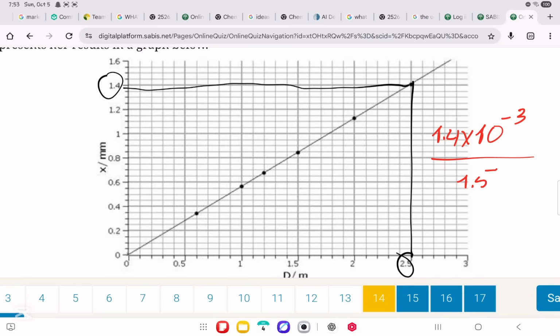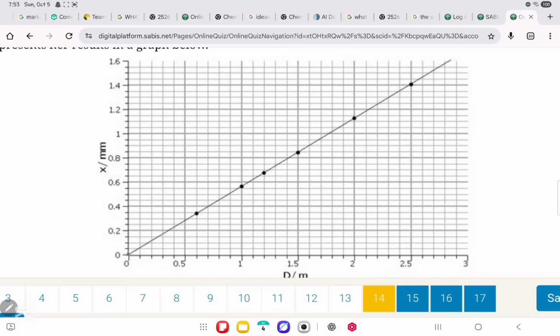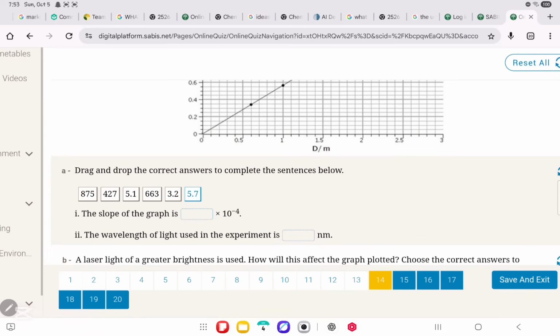Sorry, not 1.5, 2.5. So 1.4 times 10 to the power of minus 3 divided by 2.5. This will give us an answer of 5.6 times 10 to the power of minus 4 meters. So if we go down to check, the closest value is 5.7 times 10 to the minus 4, which is going to be the value of the slope. That's the closest possible value. Now we move on to part 2, the wavelength of the light used in the experiment.